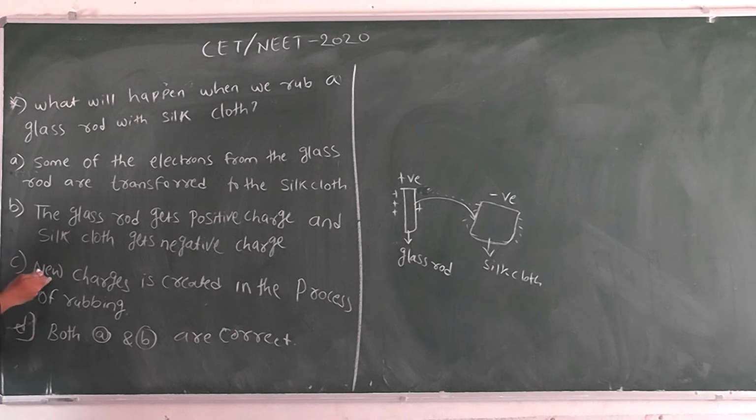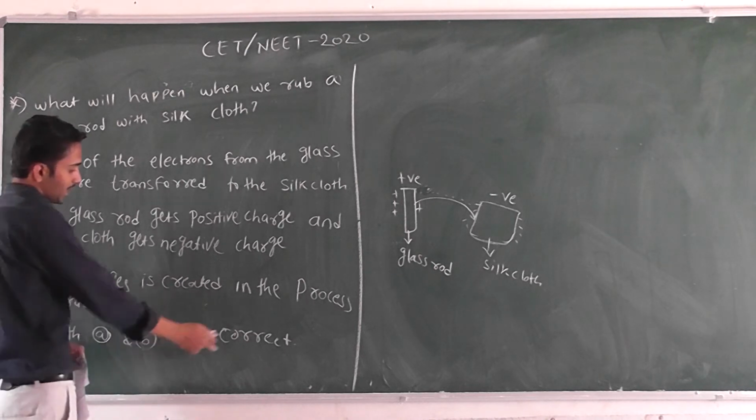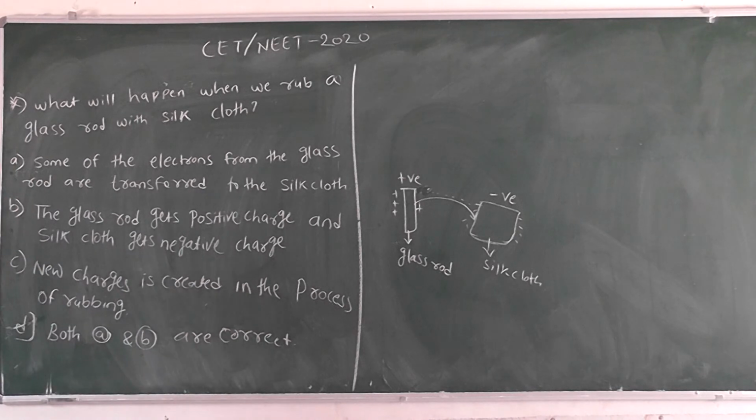Next C, new charges are created in the process of rubbing. There is no production of new charges in this process. So option A is right, option B is right. In option D, both A and B are correct. Yes, some of the electrons from the glass rod are transferred to silk cloth, and the glass rod gets a positive charge and silk cloth gets a negative charge. So option D is right. Both A and B are correct.